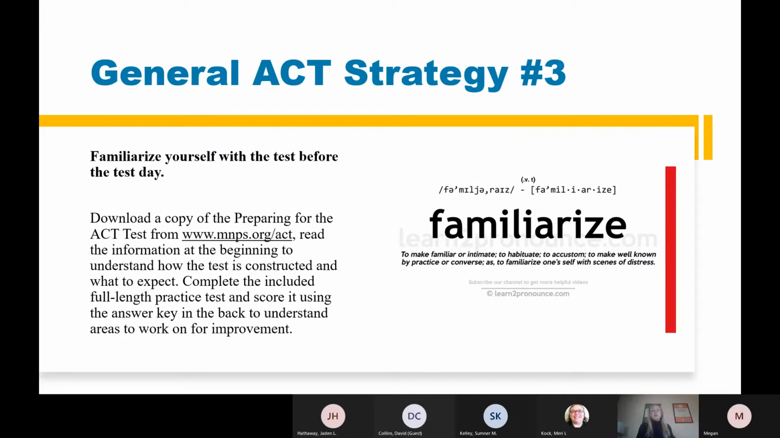General ACT strategy number 3, familiarize yourself with the test before the test day. So like I said, I know Dr. Cook in the email she sent you, the practice test, look through it, practice some questions, try to understand why you missed what you did, and that way you go in and you're confident on the day you take the test. And a good strategy is just, the ones that you miss, go and look and see why you missed them and try to make sure that you're avoiding those questions.